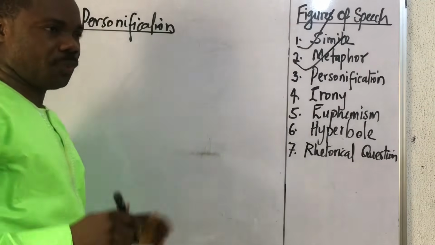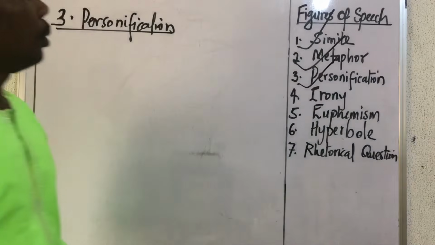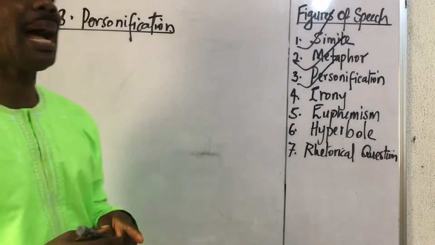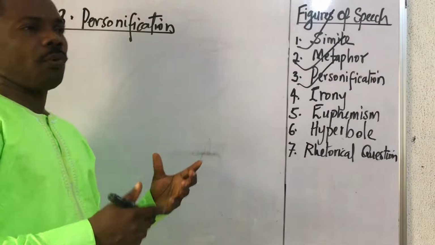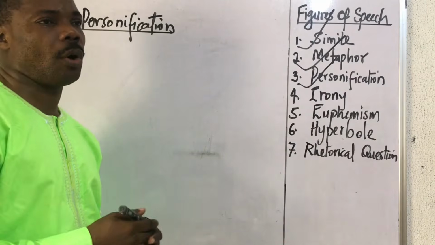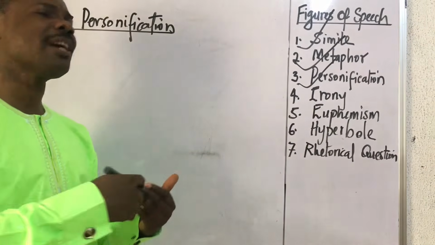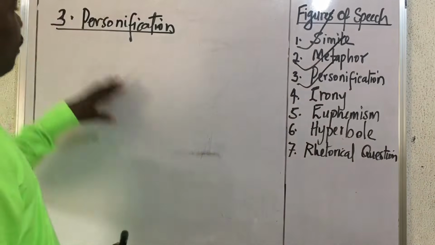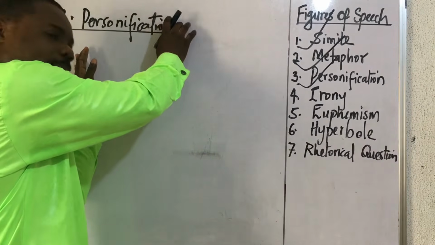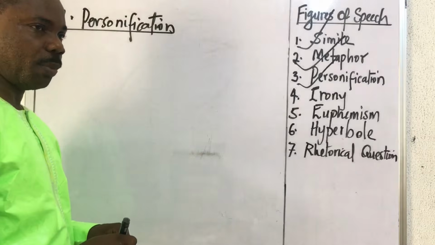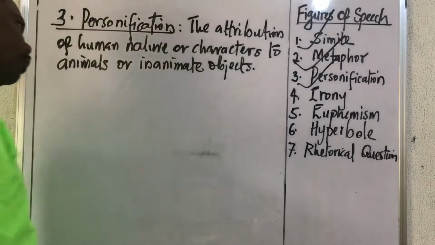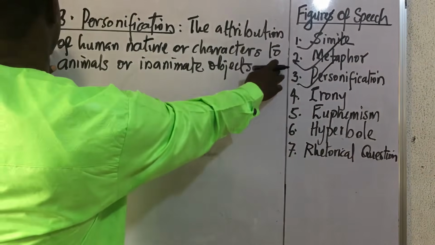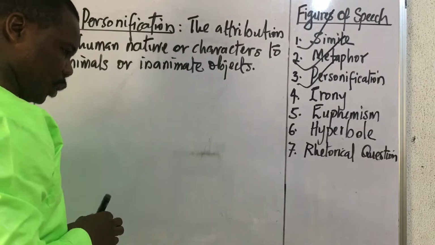Number 3, personification. What is personification? Personification is attaching the quality of humans to animals or inanimate objects. So when you attach qualities that only human beings can perform to animals or to inanimate objects, then we say you are using personification as a figure of speech. The attribution of human nature or characters to animals or inanimate objects is personification.